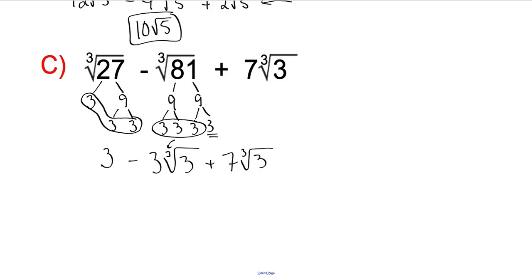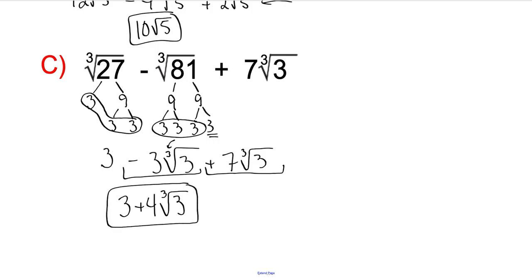Okay, now we're looking at these. We have a radical here, that's a cube root 3, and a radical here, that's a cube root 3. So we can put those together. This is just kind of on its own. So negative 3, positive 7 is a positive 4, and then we're going to write that cube root 3 back in there.